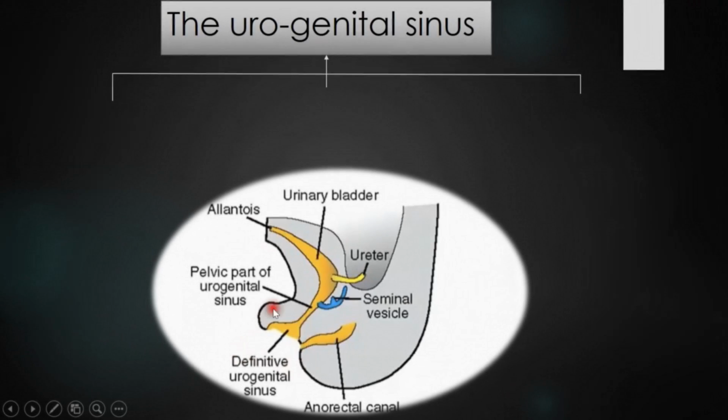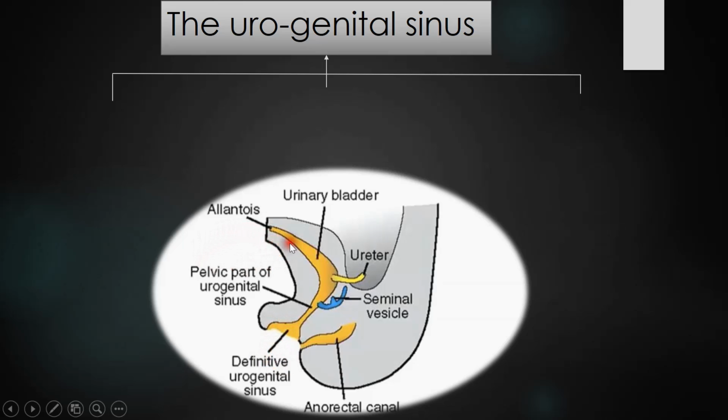This picture shows the urorectal septum after dividing the cloaca into an anterior part, the urogenital sinus, and this dorsal part, the anorectal canal. The urogenital sinus is closed by the urogenital membrane, and the anorectal canal is closed by the anal membrane. Okay, what are the parts of the urogenital sinus?